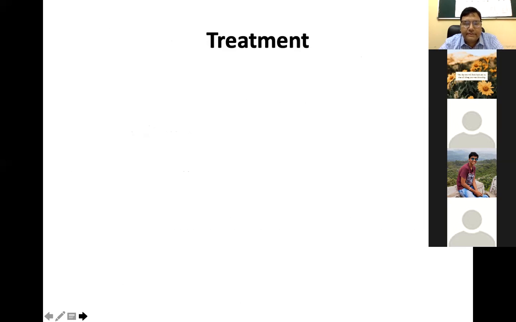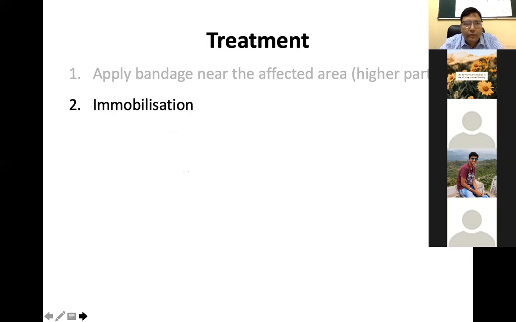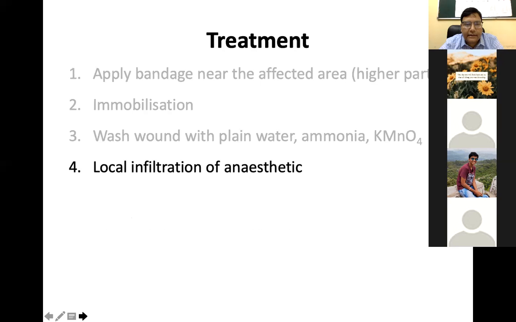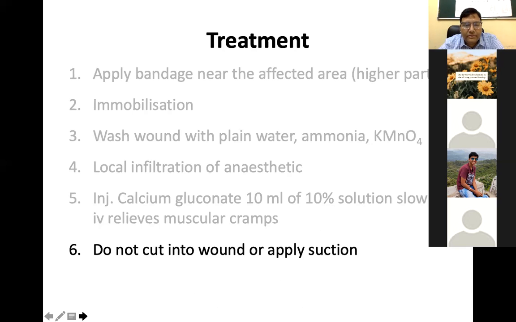How are we going to treat such patients? We apply a bandage right above the site of the sting, and then we immobilize it. We wash the site of the wound with plain water, ammonia, and potassium permanganate. Then we locally infiltrate anesthesia to subside the pain. We inject calcium gluconate 10 ml of 10% solution slowly IV, and that helps in relieving the muscular cramps. But we do not cut into the wound or apply suction as we do in the case of a snake bite.